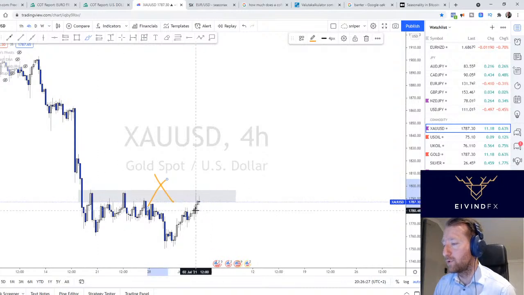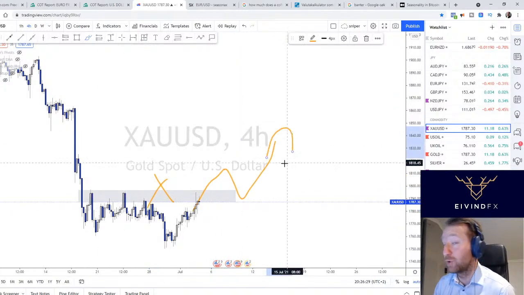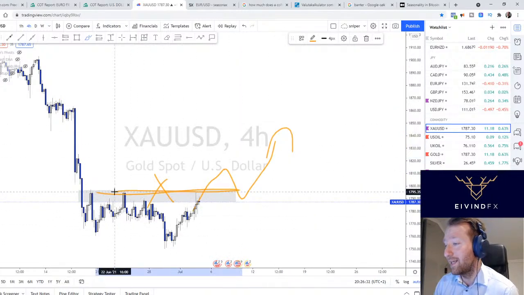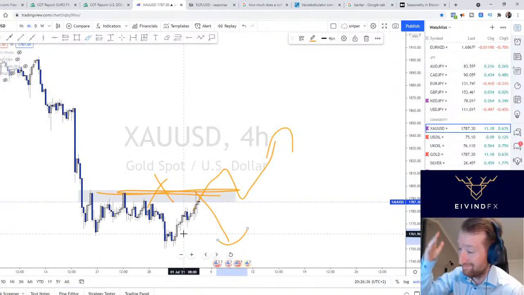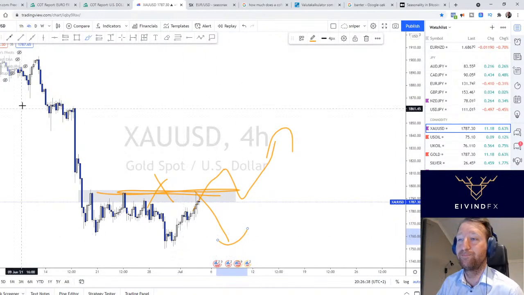If you're looking for buys on gold, you need to make a higher high. You don't have it right now, so you can't buy it. If you want to sell it, you can probably sell it. I don't know if you should sell it, and I wouldn't sell it, but it's up to you. Okay, cool.